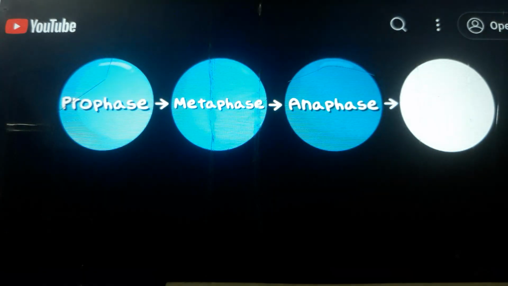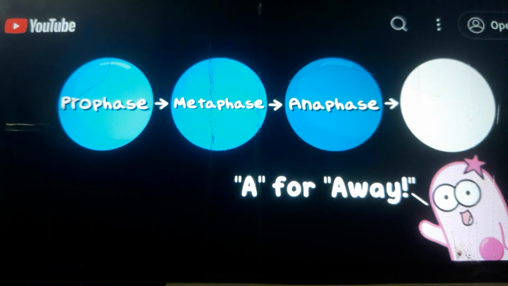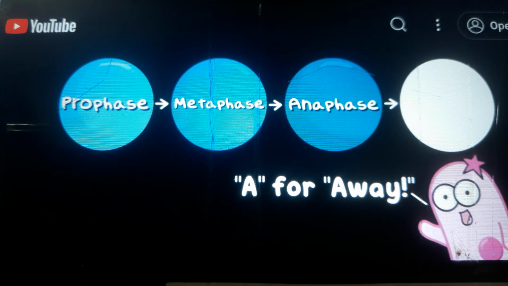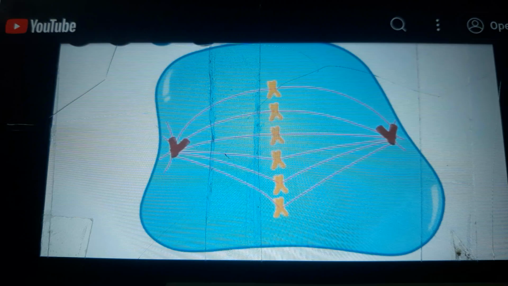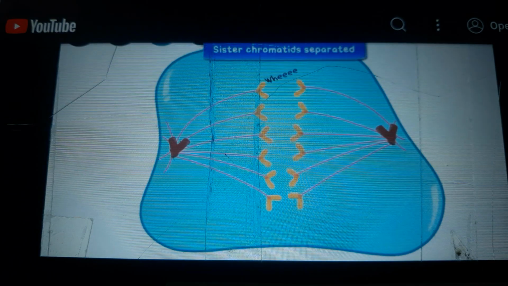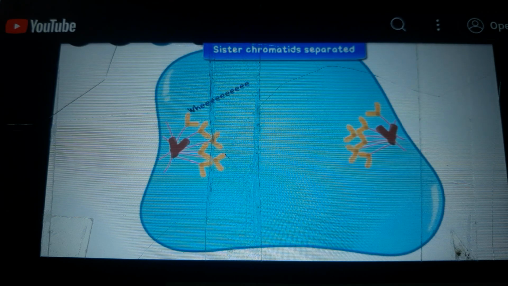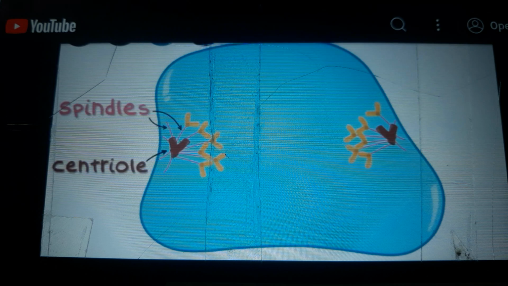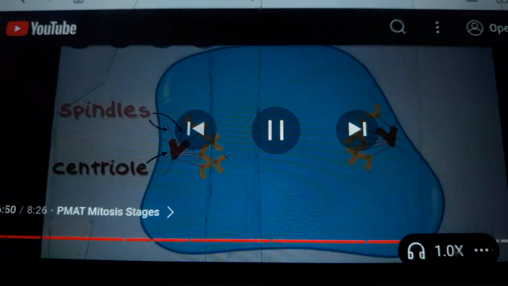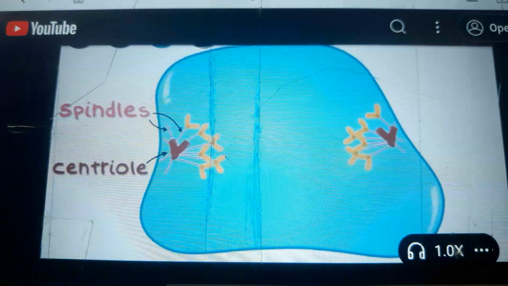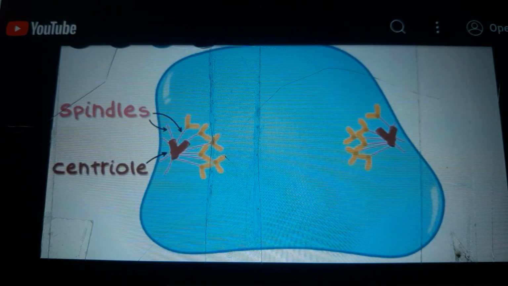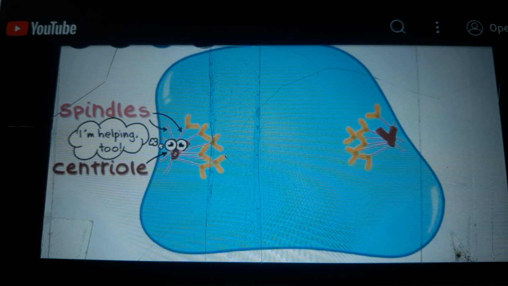Next, the A is for anaphase. In anaphase, I like to think of the A for away. The chromosomes move away. They are moving to opposite sides of the cell, so they are moving towards the poles of the cell. Now, one thing to point out, these chromosomes, they're not moving by themselves. They actually have something called spindles. These spindles are fibers that help move the chromosomes to the ends. Kind of helps them move along.